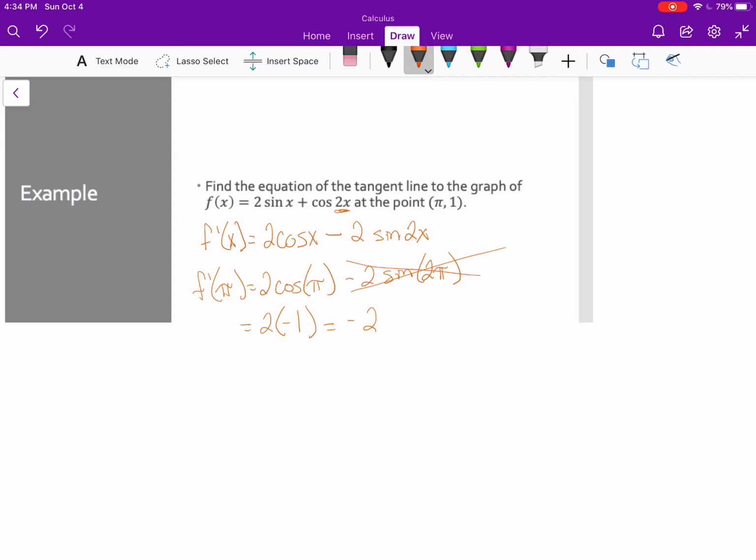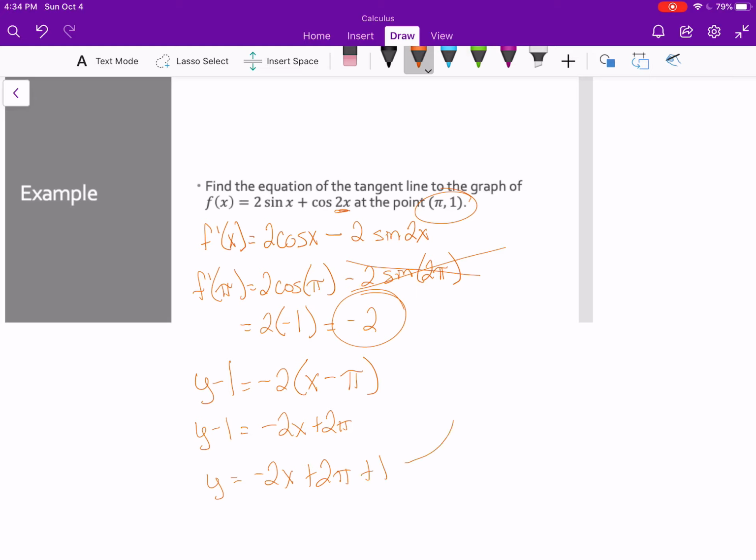Now we have a slope and we have a point. So y minus 1 equals negative 2 times x minus pi. And you can leave it like that, or you can solve it. So y minus 1 equals negative 2x plus 2 pi. Y equals negative 2x plus 2 pi plus 1. Either one of these equations works. They're the same thing.